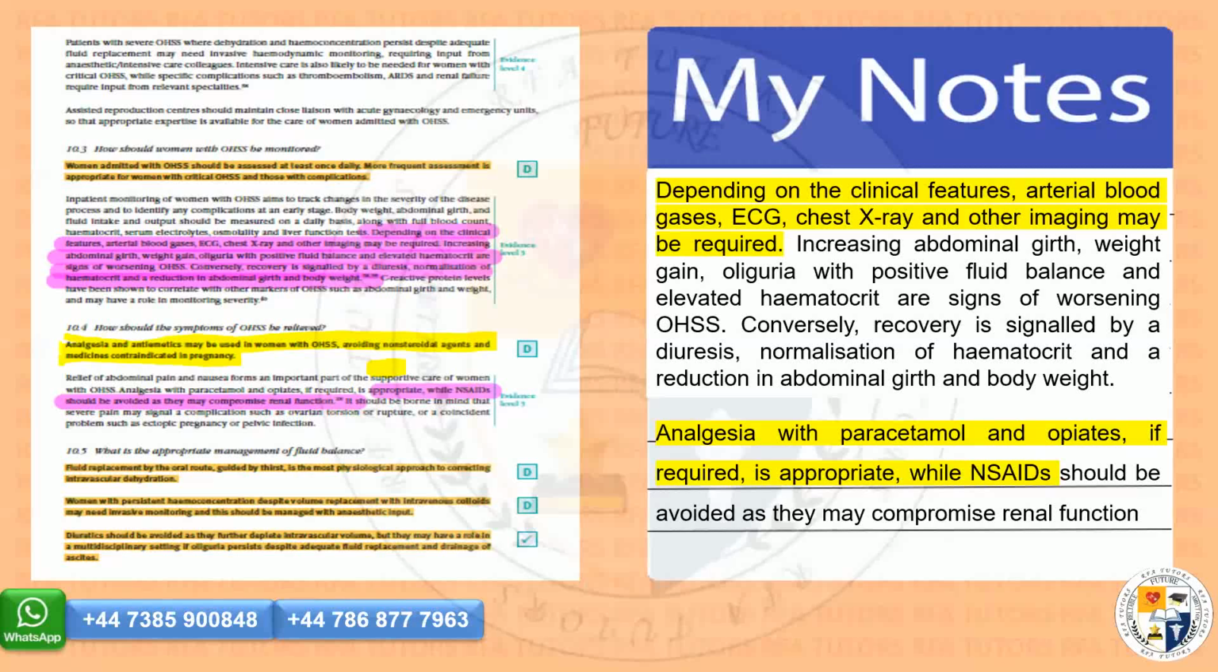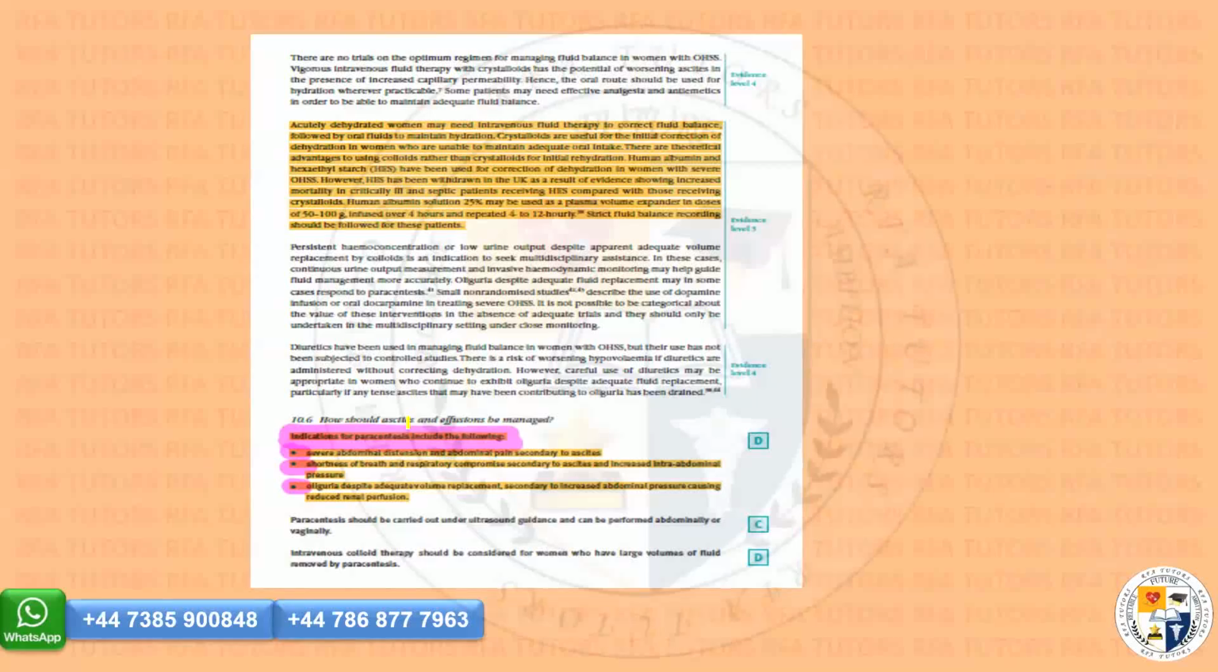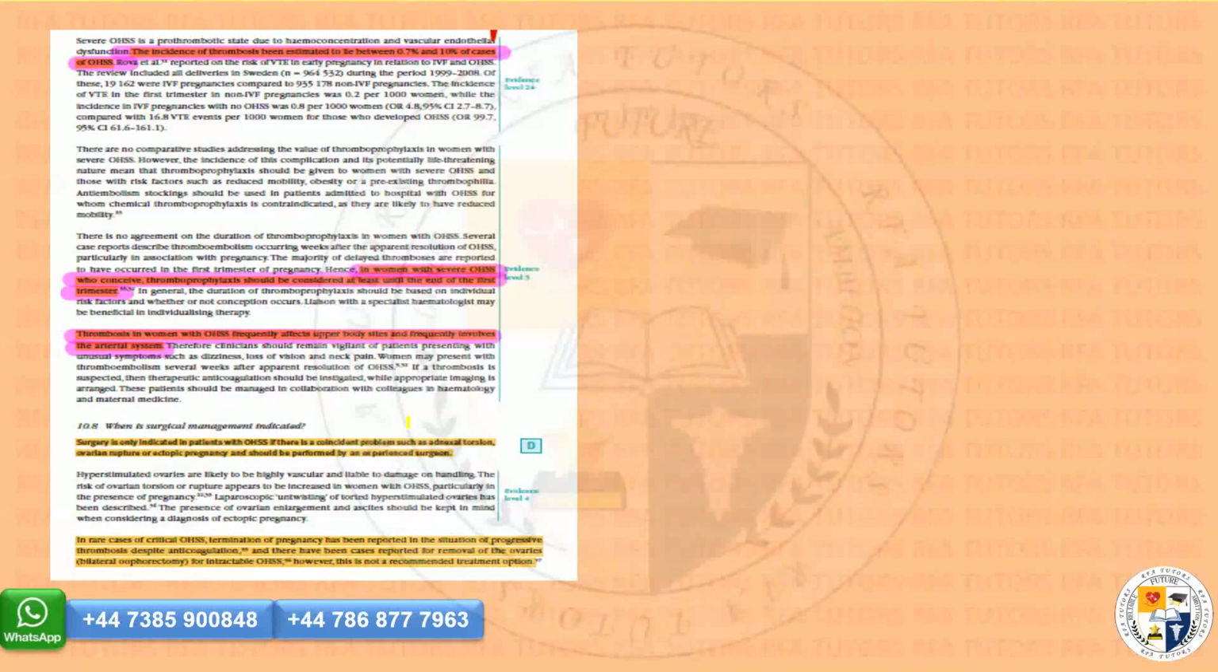The second thing I have to tell you is that after the recommendation, when you reach this point, you read in the paragraph that NSAIDs should be avoided as they may compromise the renal function, right? And they give you that paracetamol and opiates can be used. So this point was not in the recommendation, but you should write in front of that. So there are certain points you will find from the details which are important to see.